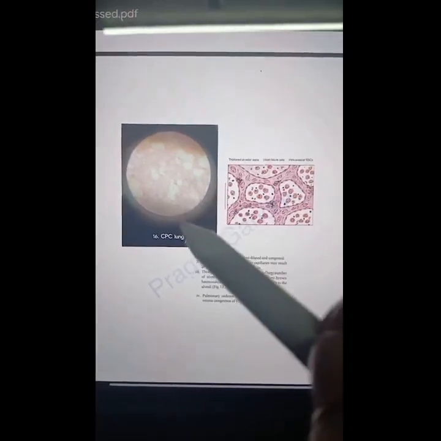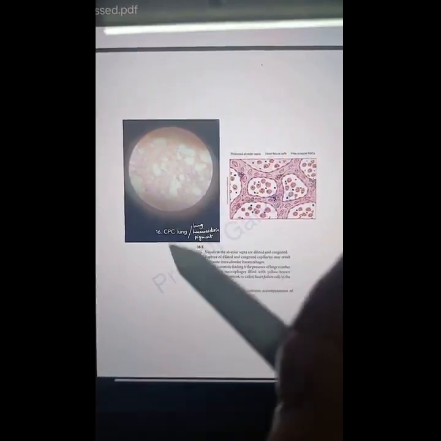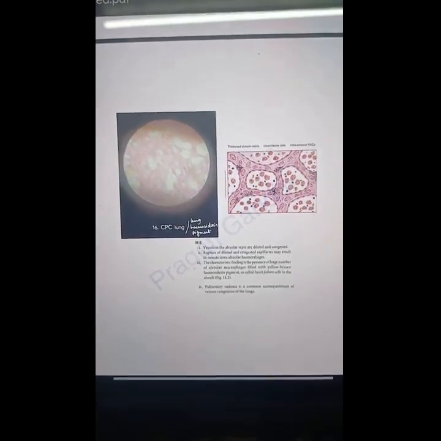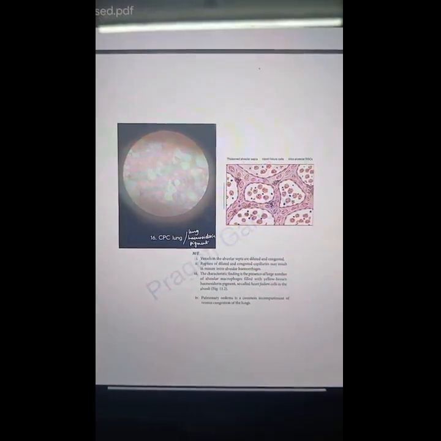So the next one is CPC lung, which is called chronic venous or chronic pulmonary congestion of the lung. So what exactly occurs? In CPC lung the main important causative feature is right-sided heart failure, because of which chronic pulmonary congestion occurs in the lungs. So what is observed? You can see here the morphology.